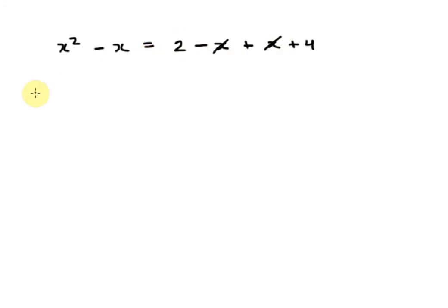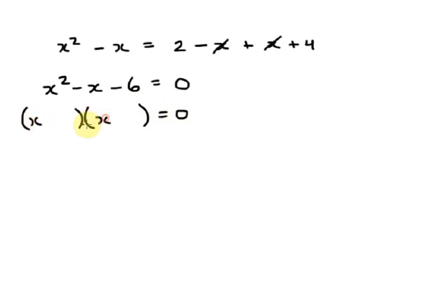Well, I'm going to move that 6 over to this side. So this is now minus 6 and produce a 0. And now I'm going to carry on and see if I can factor this and solve just like I did with previous examples. So we have x times x and 3 times 2, negative 3 and positive 2. So it looks like I have two solutions, 3 and negative 2.